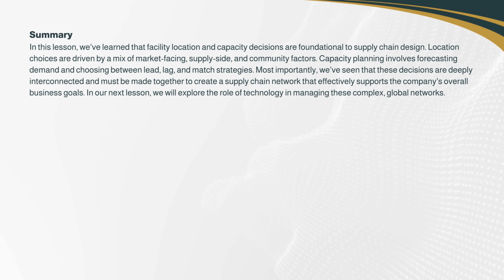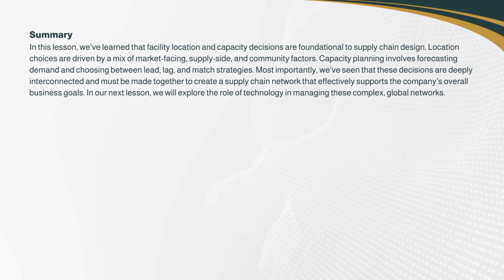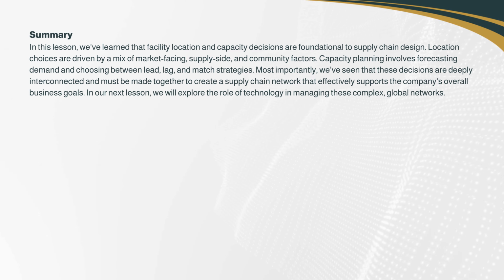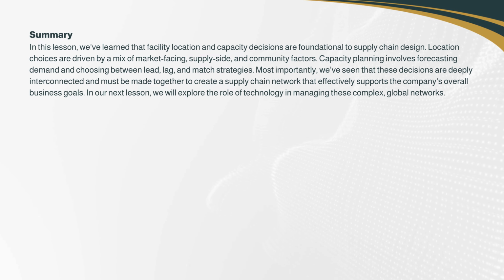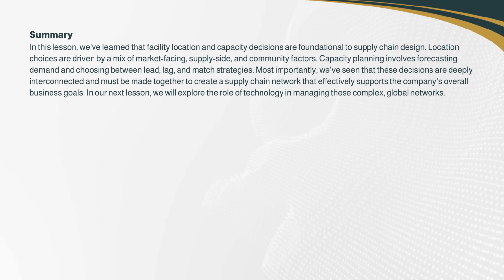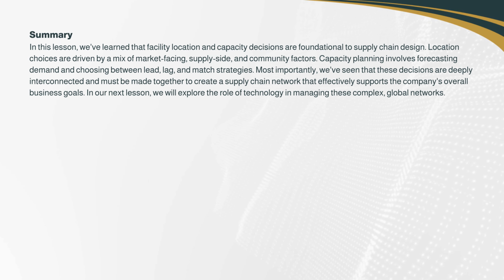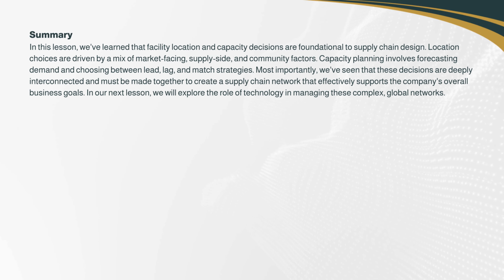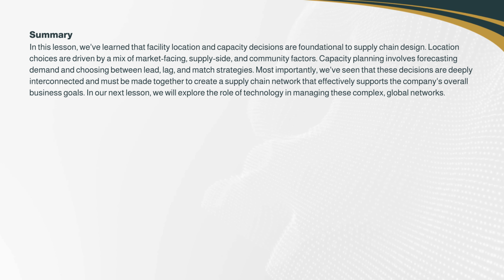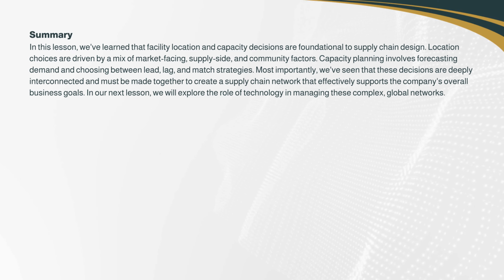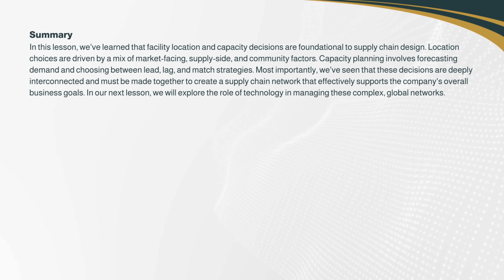Summary. In this lesson, we've learned that facility location and capacity decisions are foundational to supply chain design. Location choices are driven by a mix of market-facing, supply-side, and community factors. Capacity planning involves forecasting demand and choosing between lead, lag, and match strategies. Most importantly, we've seen that these decisions are deeply interconnected and must be made together to create a supply chain network that effectively supports the company's overall business goals. In our next lesson, we will explore the role of technology in managing these complex, global networks.